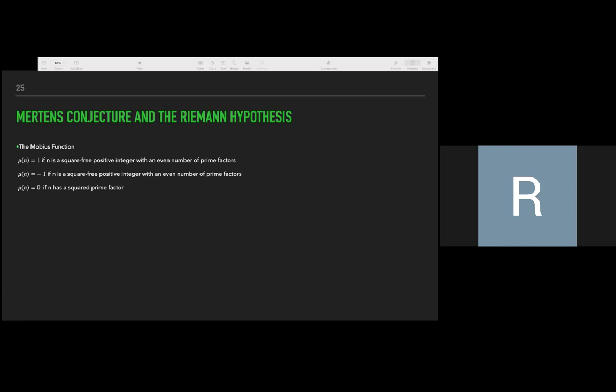And if n is a square free positive integer with an even number of prime factors, then it takes 1. If it has an odd number of prime factors, that's a typo, it should be odd, then it takes -1. And if it has a squared prime factor, then it takes 0. And we define the Mertens function, which is essentially a sum of the Mobius function up to some n. So we take the sum of the Mobius function from 1 to n.